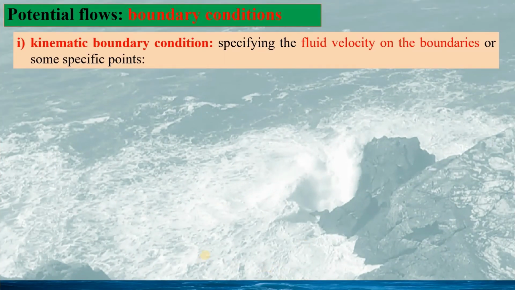In the previous slides, we already built the dynamic equation for the potential flow. To solve the dynamic equation, the Laplace equation, we need to specify the boundary conditions for the problem. This includes the kinematic boundary condition, for instance, to specify the fluid velocity on the boundaries.